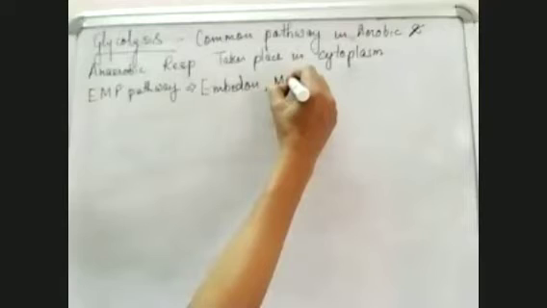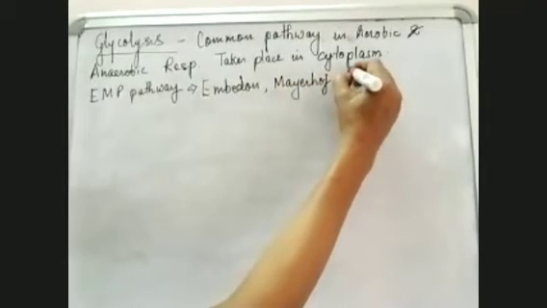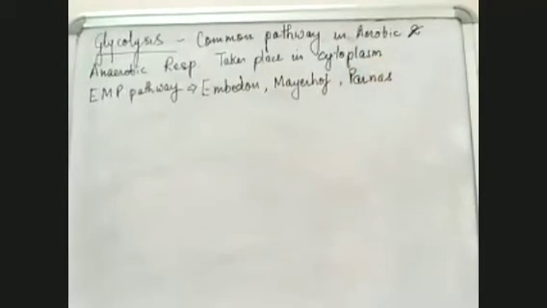Meyerhoff, and the third name is Parnas. Because of the names of the discoverers, this has been named the EMP pathway, or Embden-Meyerhoff-Parnas pathway. Now, how does this pathway go on? What happens during this pathway?